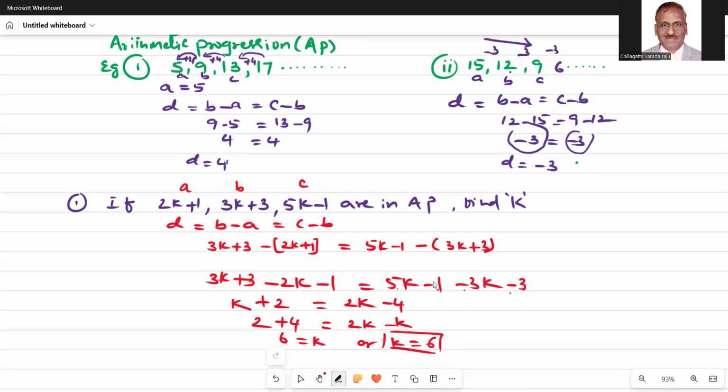So when the terms are in arithmetic progression, to get the unknown value K, we have made use of this common difference property. Common D is equal to what? B minus A is equal to C minus B.